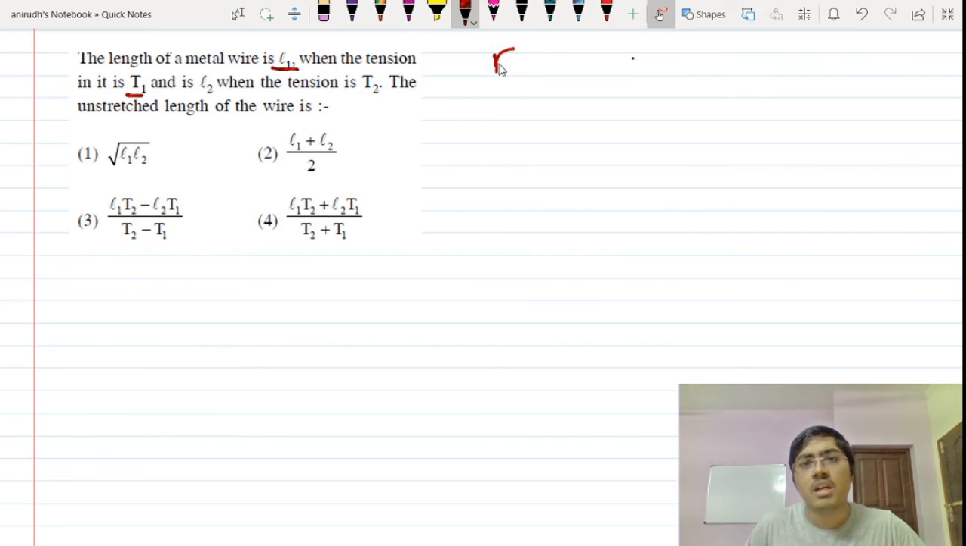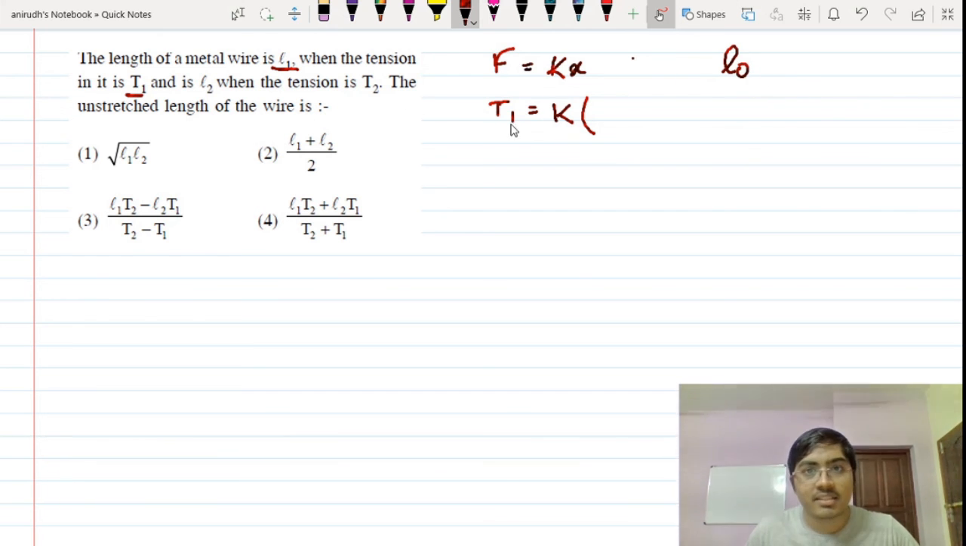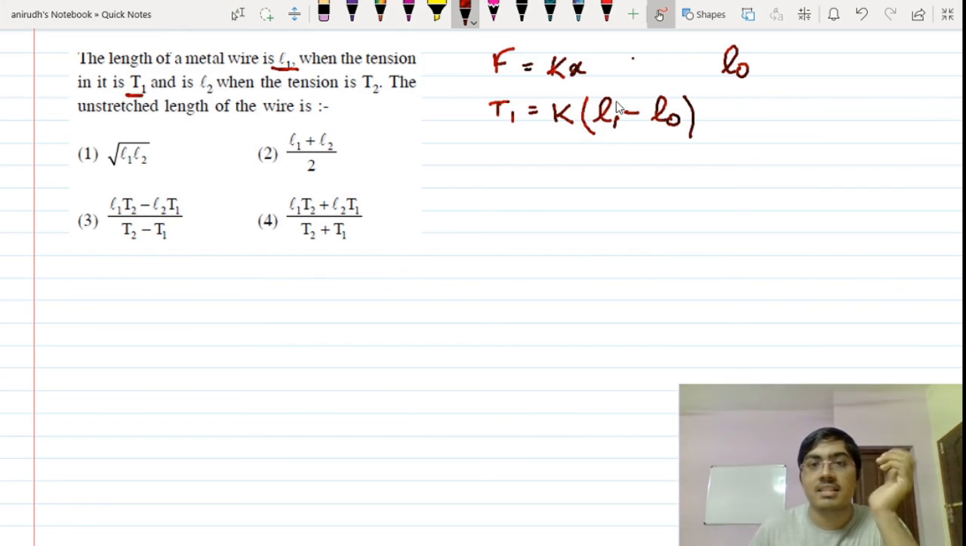The concept is very simple. Force is equal to K multiplied by X. So here the force in the first case, T1 is the force, isn't it? T1 is equal to K multiplied by the change in the length. So let us suppose initial length is L0. Initial length is L0 and when the force becomes T1, the length increases and here the length is L1. So the change in length is L1 minus L0. Initially it was L0. When you pulled it with the tension of T1, the length became L1. That's it. And similarly in the other case it is K multiplied by L2 minus L0, isn't it?